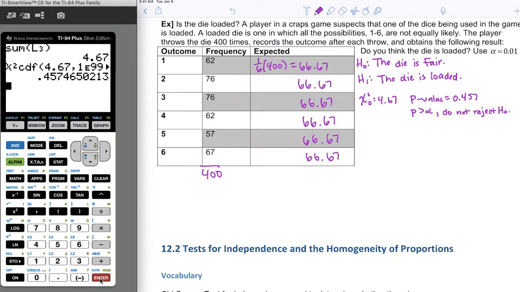So our conclusion can be there is not sufficient evidence to conclude that the die is loaded.